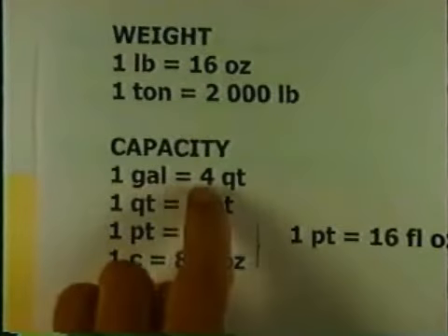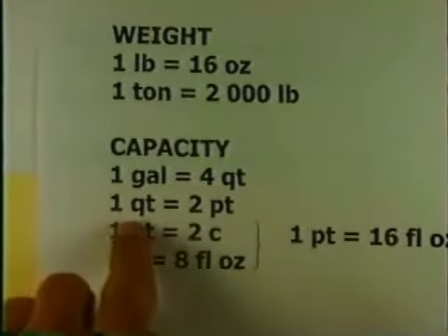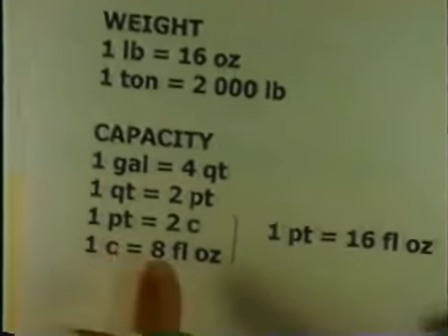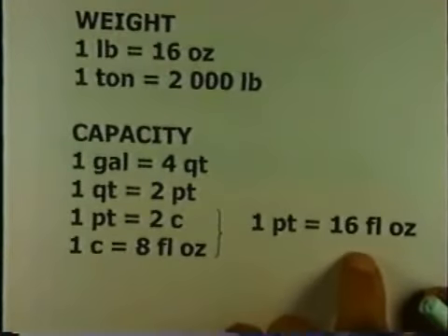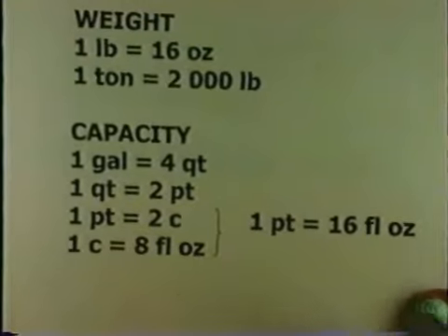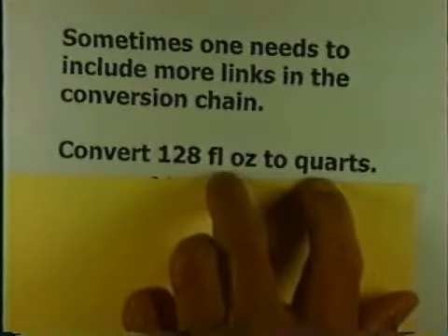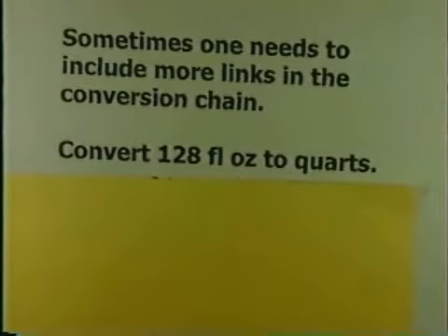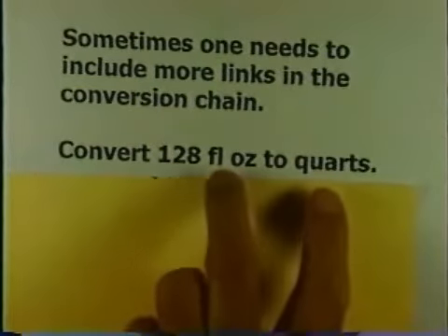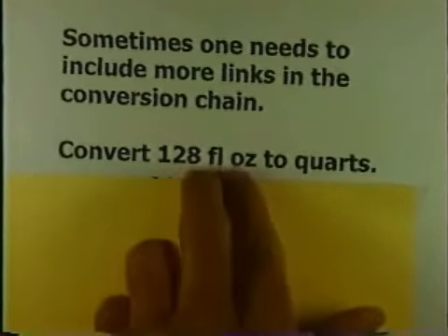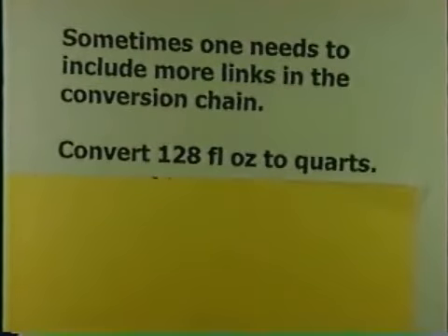I know that 1 gallon is 4 quarts. I know 1 quart is 2 pints. I know that 1 pint is 16 fluid ounces. But I don't know the conversion between fluid ounces and quarts. I have nothing connecting them. Well, what do I have with fluid ounces? I must start with the given fluid ounces.